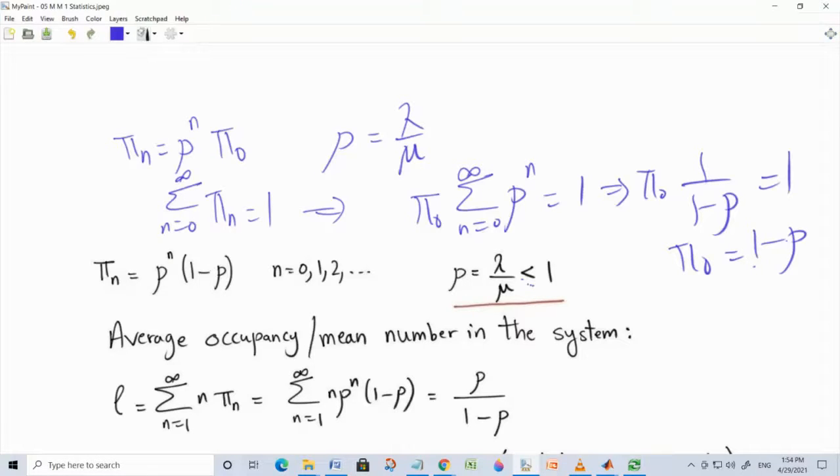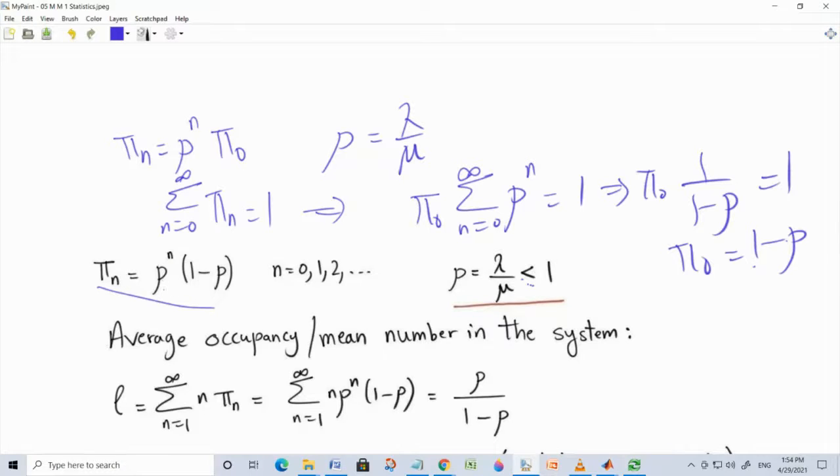And so you insert it here, and this will be an expression for pi n for every n. If n is 0, it is 1 minus rho. If n is 1, the stationary probability pi 1 is rho times 1 minus rho. Pi 2 is rho squared times 1 minus rho, and so forth.